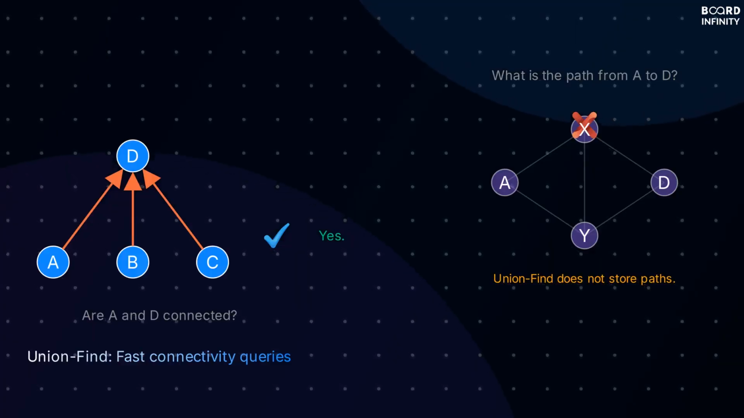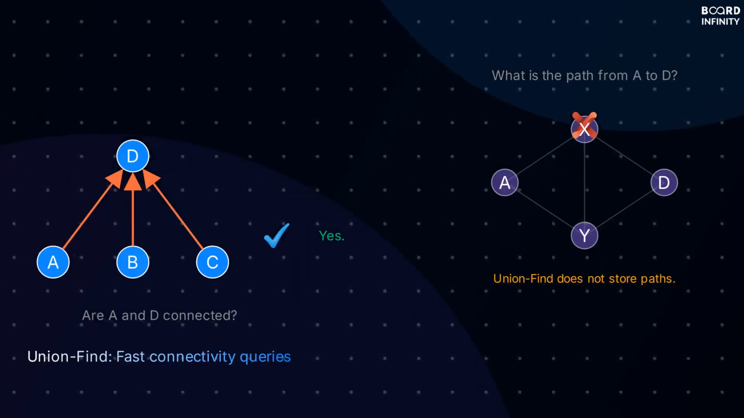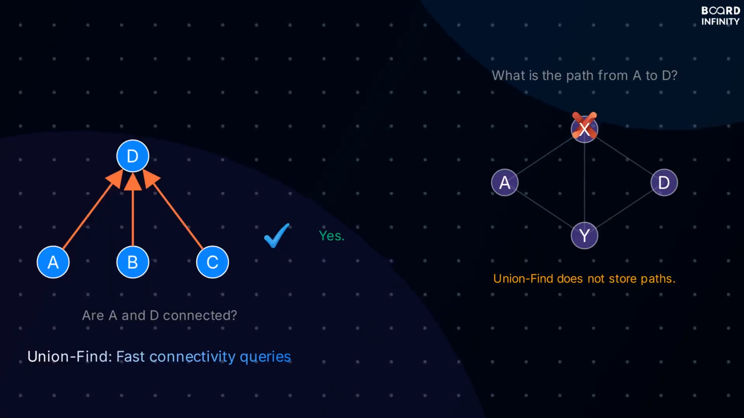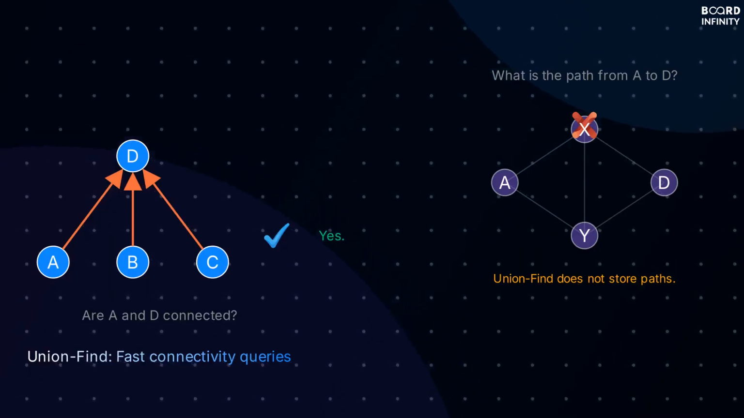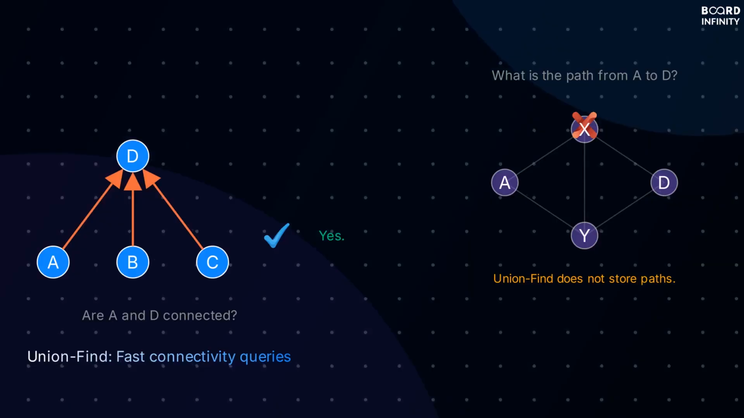However, the trade-off is that union find only answers, are they connected? It doesn't store the actual path between elements or any associated edge weights.